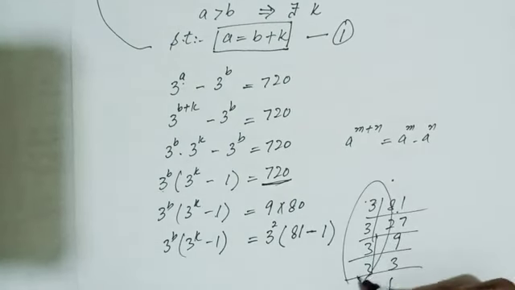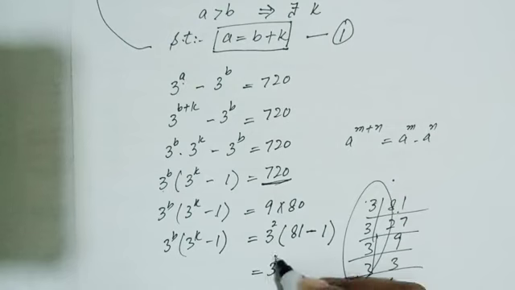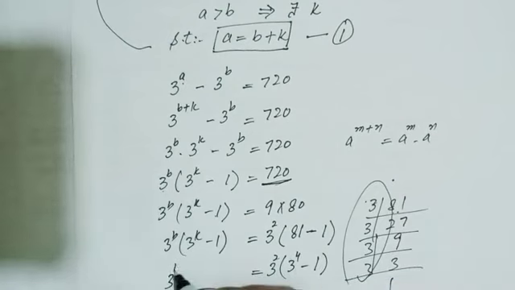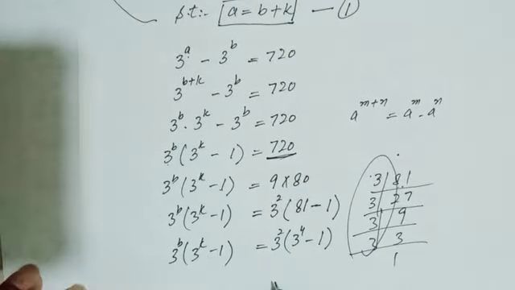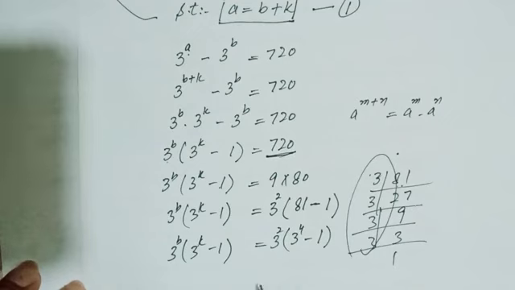So 1, 2, 3, 4. So it can be written as 3 raised to power 4 minus 1, and 3 raised to power b, 3 raised to power k minus 1. So this is the same. I can compare these two terms now.